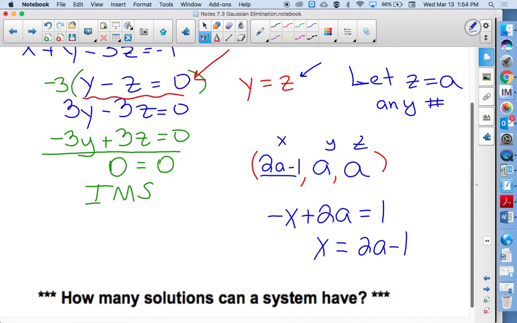Questions? So we are going to briefly talk about matrices and how you can check your work using the matrices in the calculator.